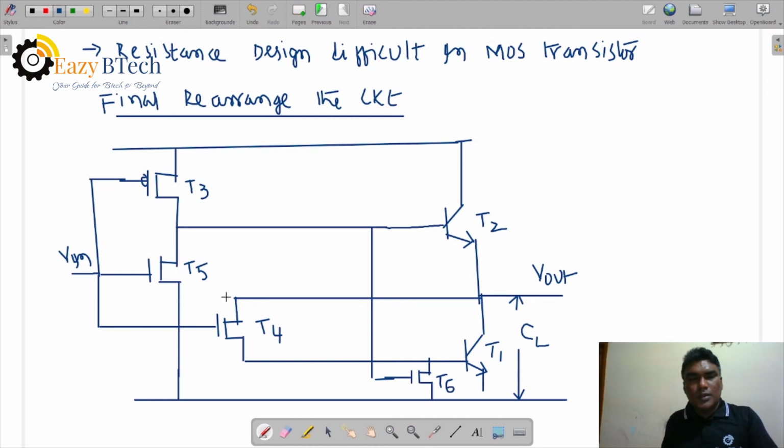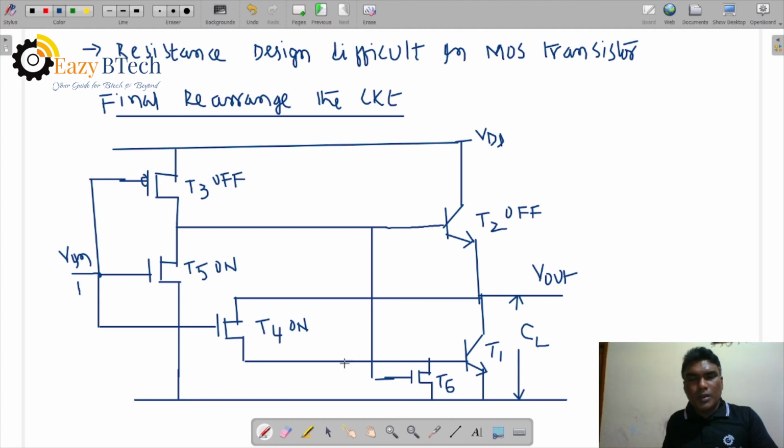So when V in is equal to 1, what happens? T3 will be off, so T2 is also off. Now T5 is on, and T4 is also on. Now the capacitor is discharged, so no supply goes to this capacitor. The capacitor is discharging through this collector and emitter terminal.